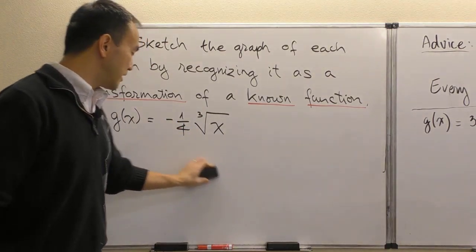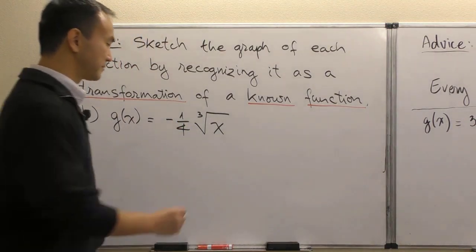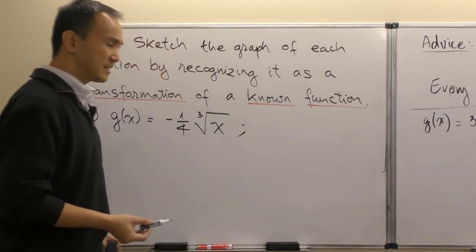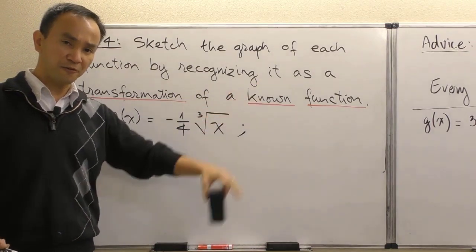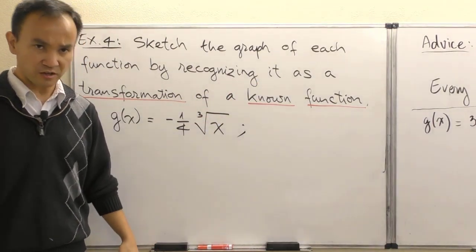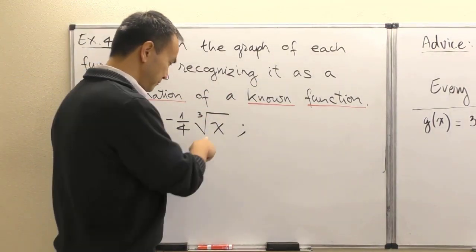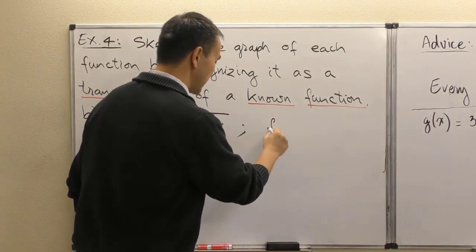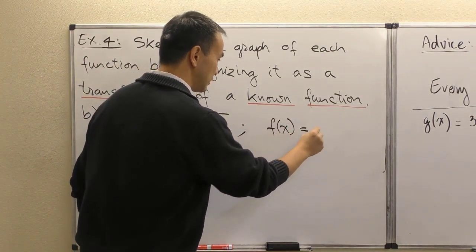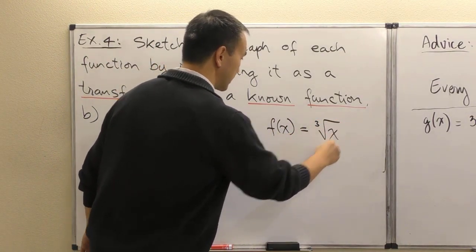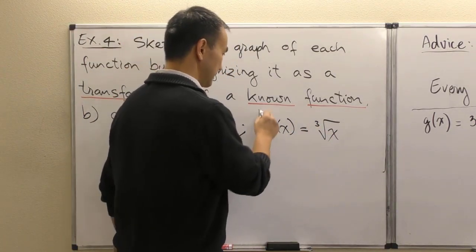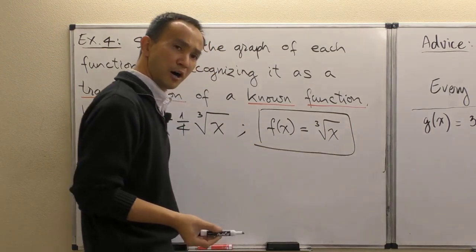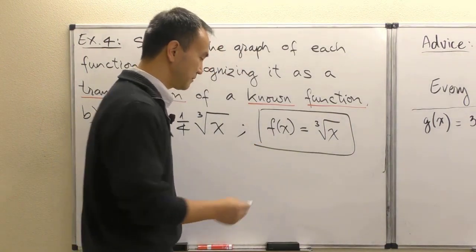All right, so now here's how I see it as a thought process. The problem is asking us to recognize this as a transformation of a known function. So this function here, what I recognize is f of x equals the cube root of x. The reason I recognize that is because it's among our toolkit functions. So this is known.